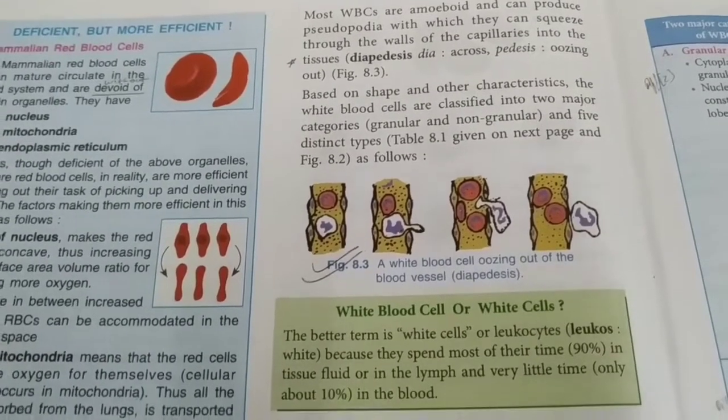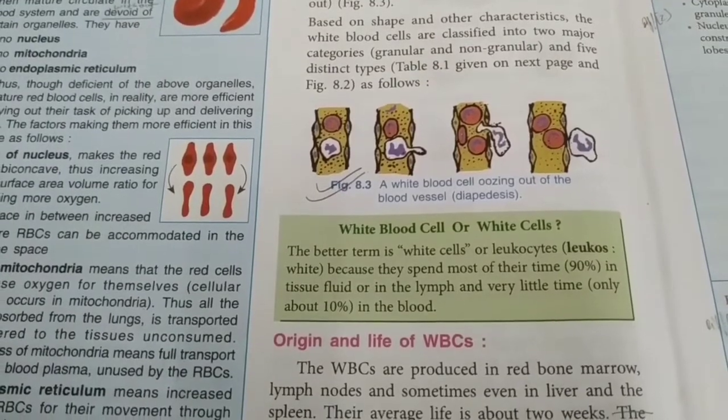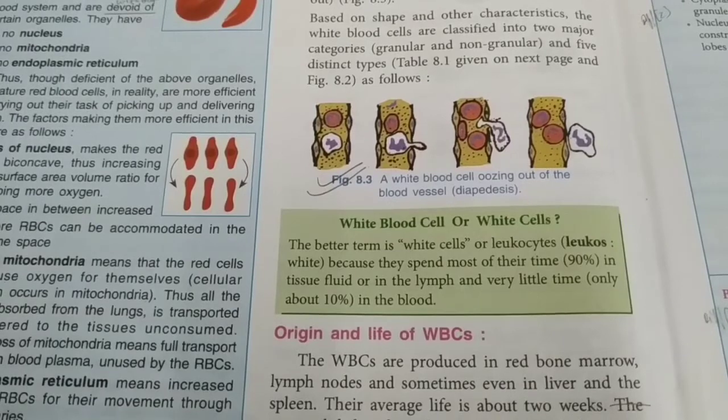In fact, 90% of their life is spent outside the blood capillaries, in the tissue fluid or in the lymph. So one wonders, why should we call them white blood cells when they spend just 10% of their life in blood?